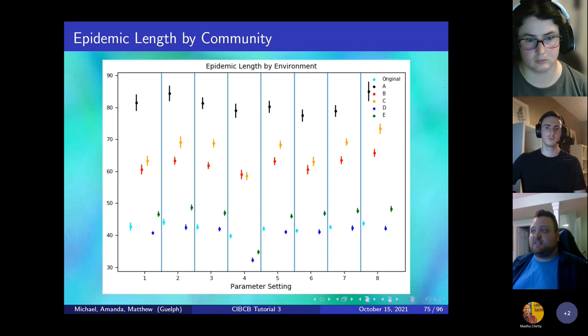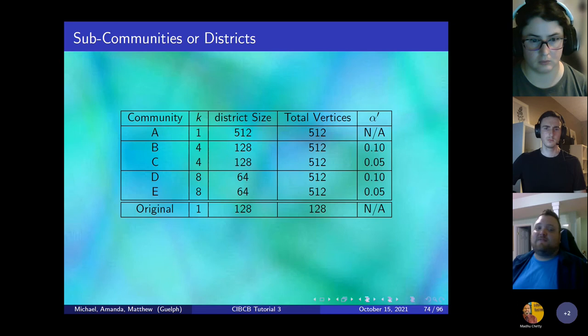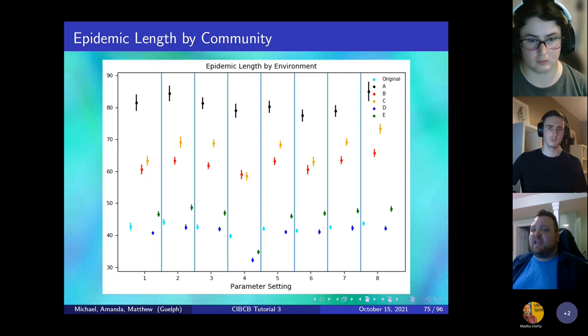Then when we have four districts, so that's red and orange, they hover around each other and they're different based on the alpha prime value. So it looks like a lower alpha prime value is preferred. And then last but not least, D and E, where we have eight districts with 64 nodes, are blue and green. And we see that the blue ones outperform our baseline in all the cases. Whereas if you lower that alpha prime value to 5%, it does outperform the baseline, but only slightly and nothing in comparison to the other communities.